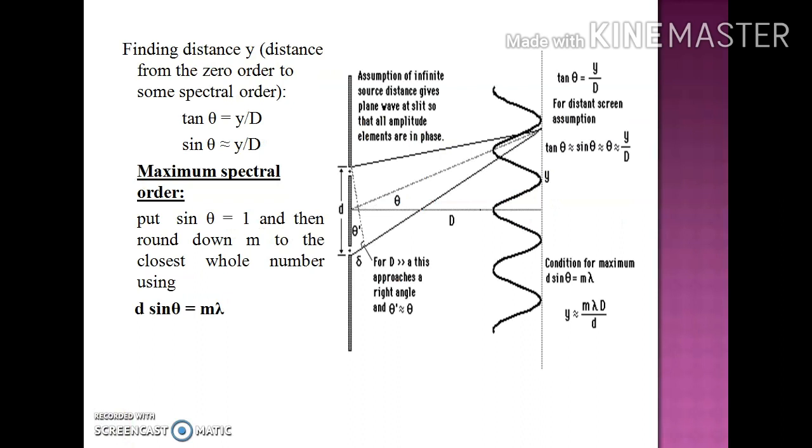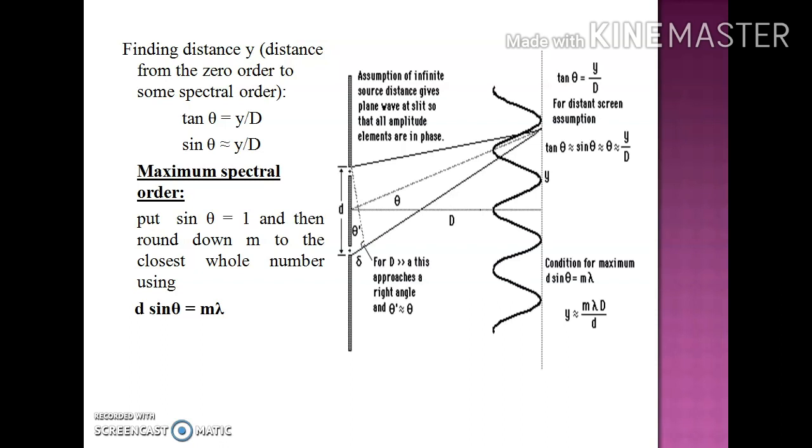Now in order to obtain the distance y, that is the distance from the 0 order to some spectral order, you can see in the figure the distance y. So in order to have this value y, I can write tangent theta is equal to y upon D. Since the screen is at a very large distance, meaning D is very large, we can use tangent theta equal to sin theta, nearly equal to theta. So that will be equal to y upon D.